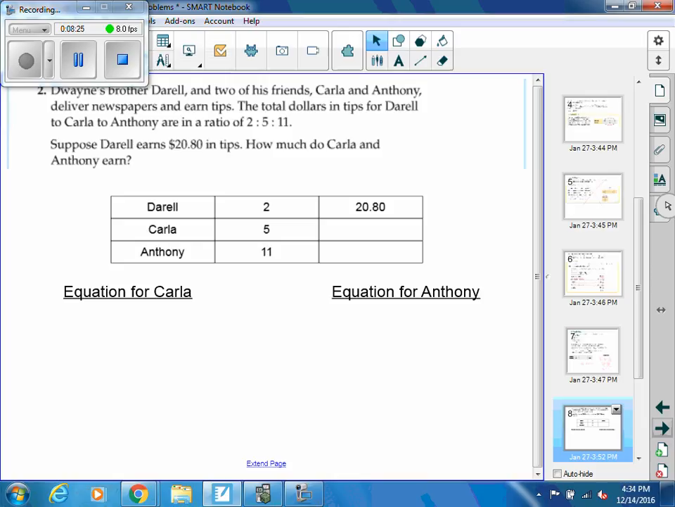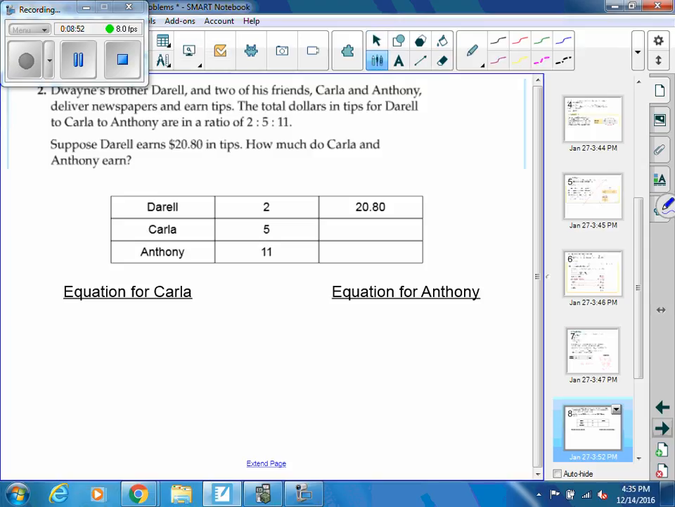Okay, now don't let the fact that this ratio has 3 numbers in it fool you here. When we organize it in a table with Daryl, Carla, and Anthony here, again, the 2 goes with Daryl, the 5 goes with Carla, the 11 goes with Anthony. And we know that Daryl actually did get $20.80 in tips. So we just want to figure out how much Carla and Anthony got.